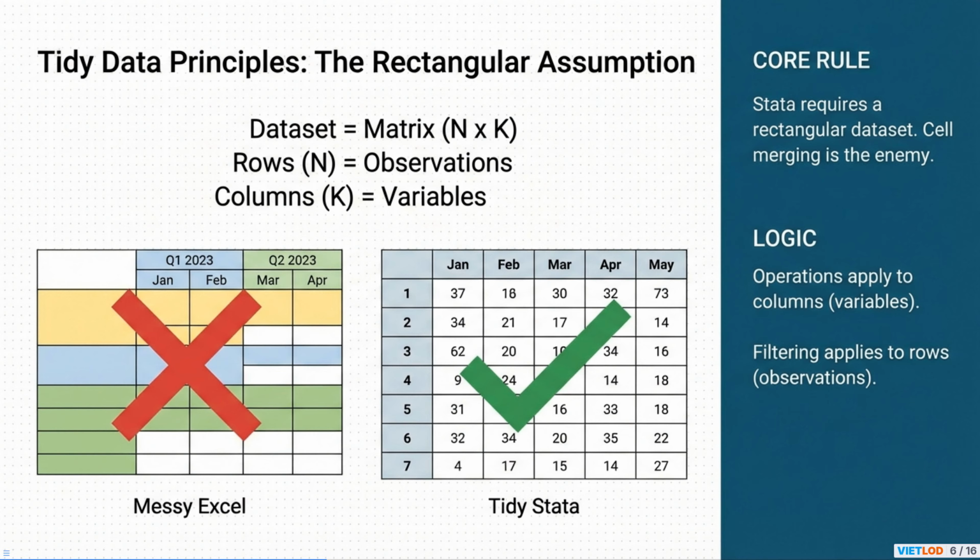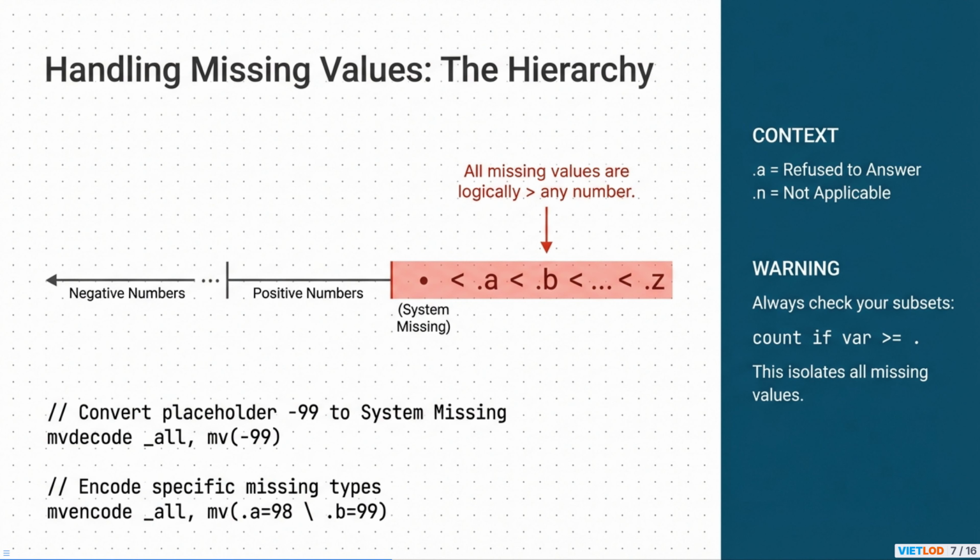Features like merged cells in Excel are the enemy of tidy data. This structure has a clear logic. Analytical operations, like calculating a mean, apply to columns, variables, while filtering conditions apply to rows, observations.